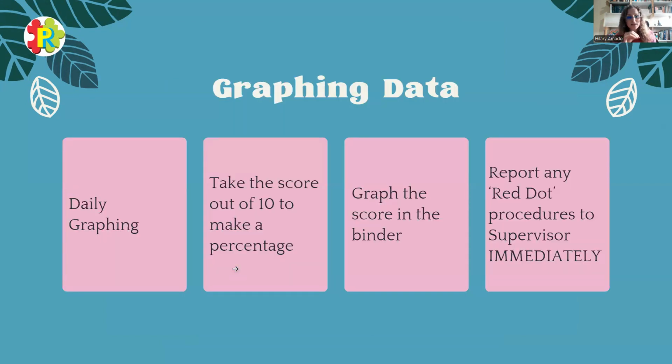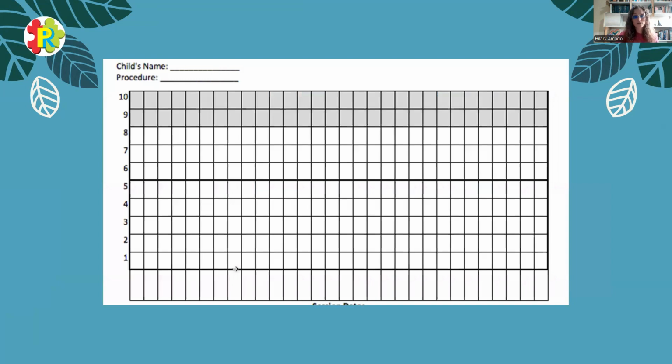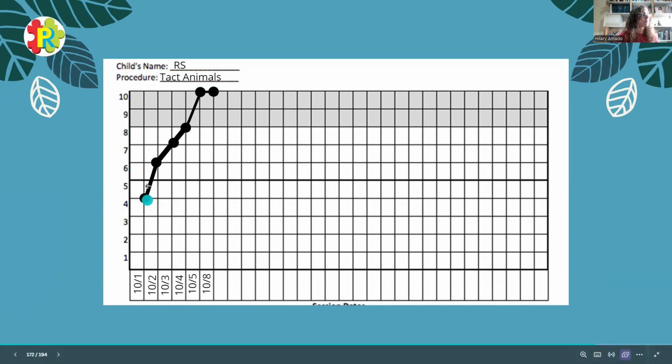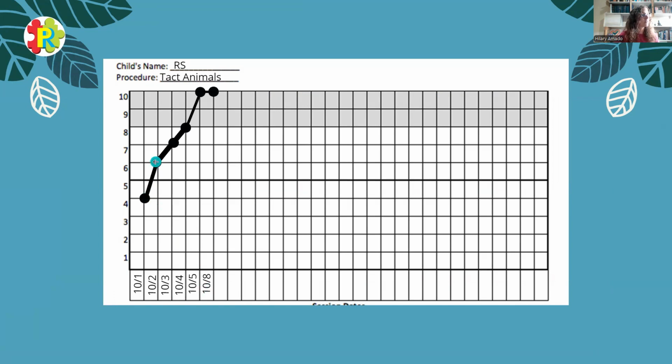We want to graph data daily. Take the score out of 10 to make a percentage. Graph the score in the binder and report any red dot procedures to your supervisor immediately. And we'll go into what that might look like in a minute. This is what a graph might look like. When you fill that in, you're going to put the dates across the bottom and then their percentage out of 10. They got 40%, then 60, 70, 80. And up here, they mastered it with 3 data points at 80% or more for 3 consecutive days. That's something you'd want to let your supervisor know.